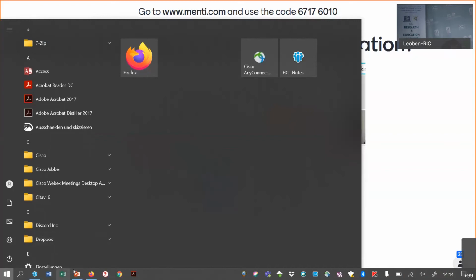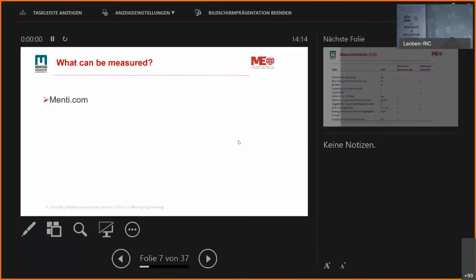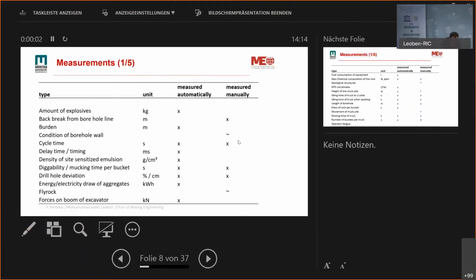Let's go a little further back to the slides. I hit the wrong button there. No, okay. You see, I have a list here of up to 5 slides. No, 5 slides. Yeah, with lots of different data.